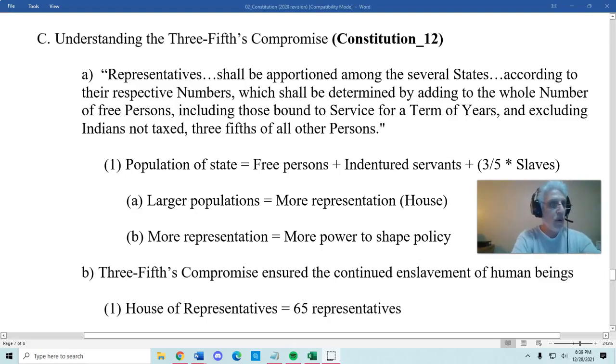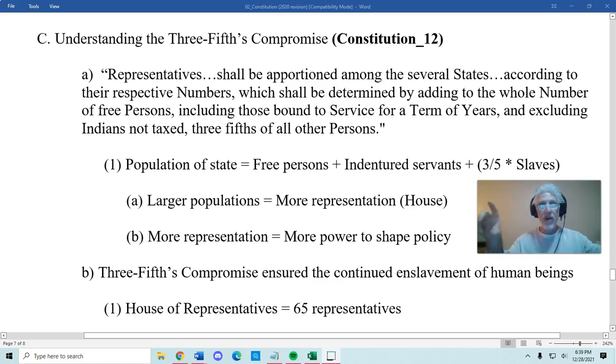So in this video, I want to talk about the 3/5 compromise because I think it's important for students to understand it, because in some ways people understand it really well, and in other ways people don't understand it at all. There's a common myth about it that I want to clear up. So let's talk about this.